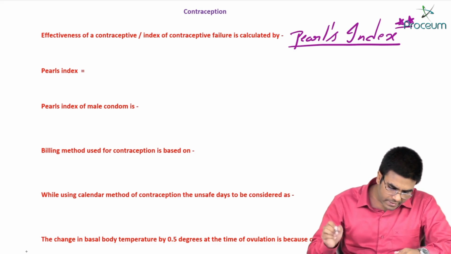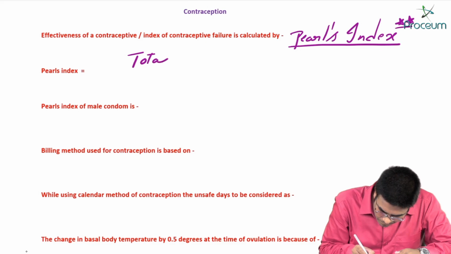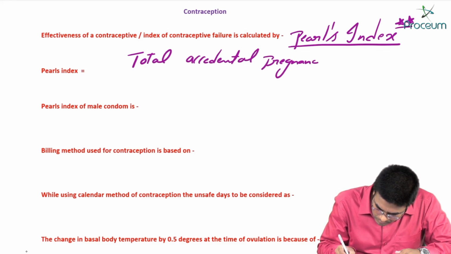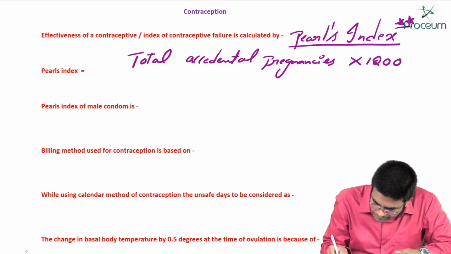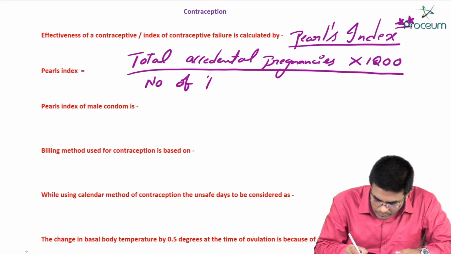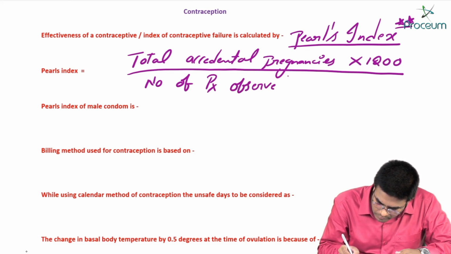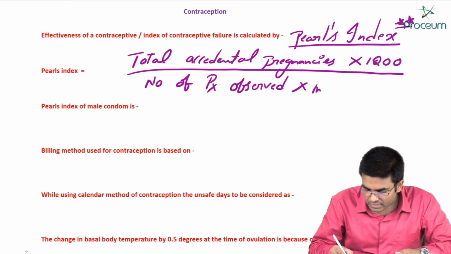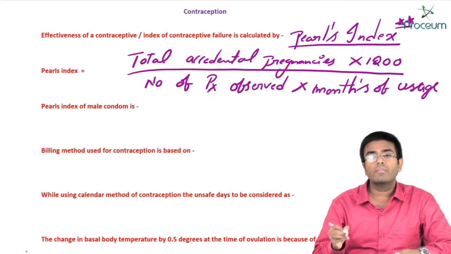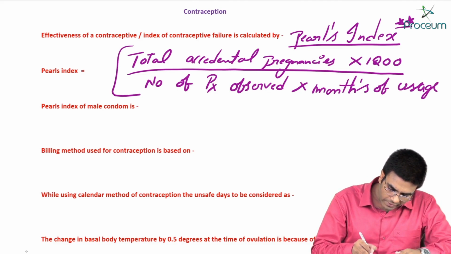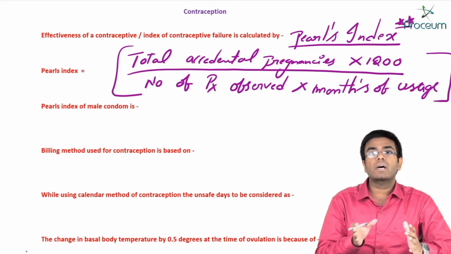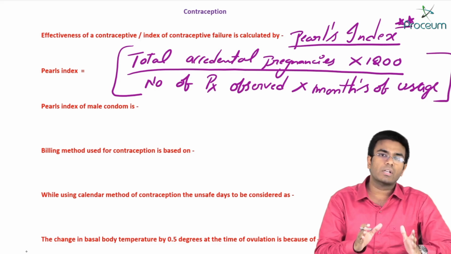Now, Pearl's index formula is total accidental pregnancies into 1200 divided by number of patients observed into months of usage. Okay, into months of usage of the contraceptive. So this is the formula. At least know this formula, that would be enough. Total accidental pregnancies happened into 1200 by number of patients observed into number of months usage of a contraceptive. This is the Pearl's index.